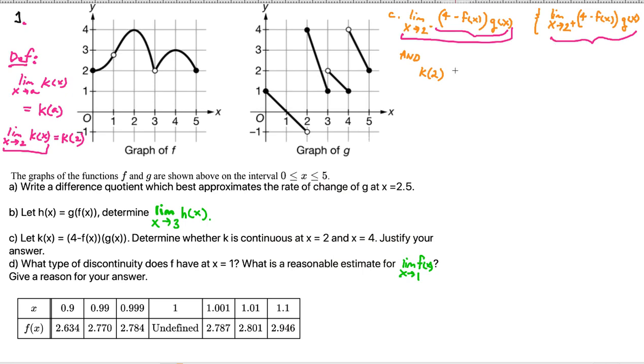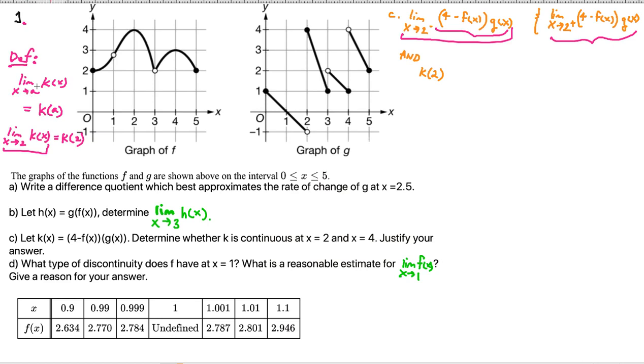If they're not, then I know that this does not exist, which means it cannot equal k of 2, which means that it cannot be continuous at 2. So if this doesn't exist, it can't equal anything, and this equality won't be true. This equality being true means k is continuous at a, and if k is continuous at a, then this equality is true. That's the definition of continuity.